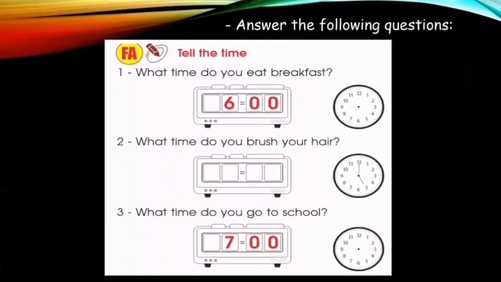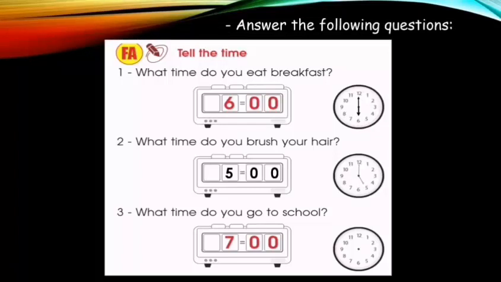Okay, answer the following question. What time do you eat your breakfast? I eat my breakfast at 6 o'clock. So you are going to draw the needles in the first picture. What time do you brush your teeth? What time do you brush your hair? Here you are going to write the time. You are going to write 5 o'clock.